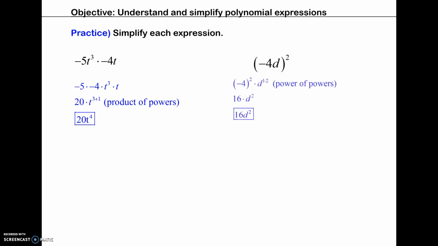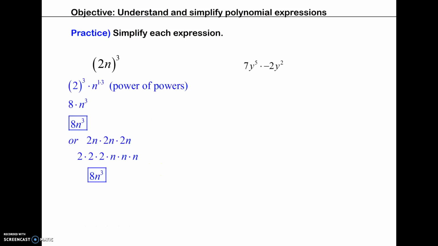Okay, the answer on this one, you have two ways to look at it. -4 squared is -4 times -4, which is positive 16. d squared is d times d to make d squared. There you go, d squared. Okay, we're going to try a couple more. These are practice ones, so go ahead and try this one. Go ahead and pause it.